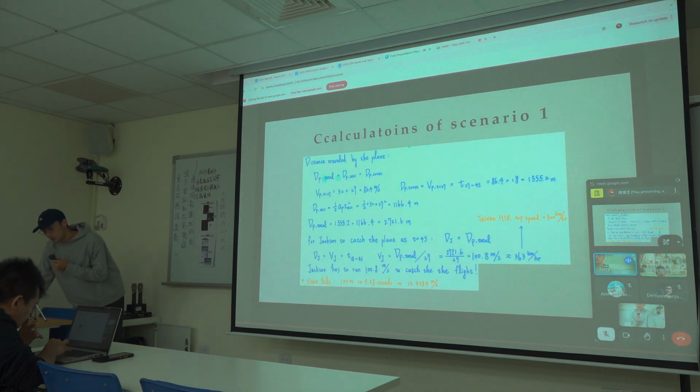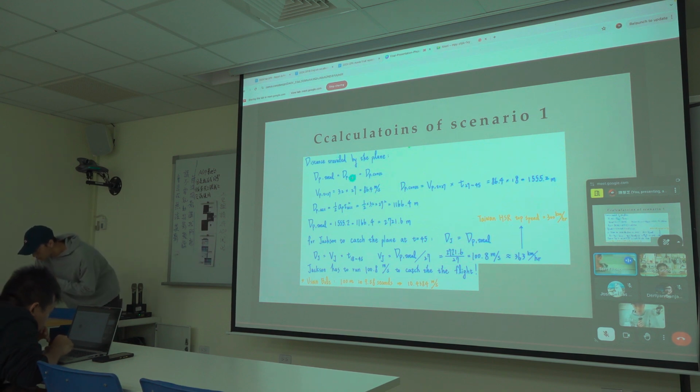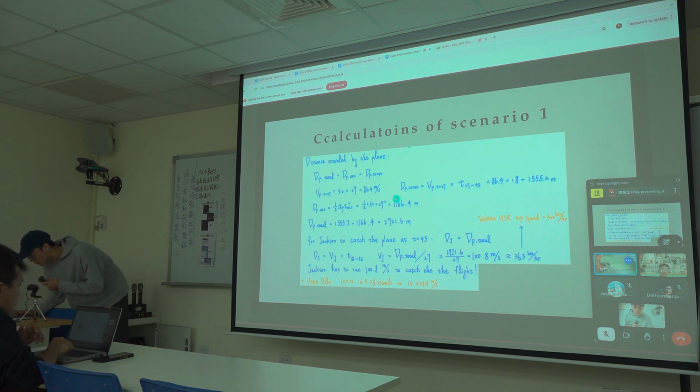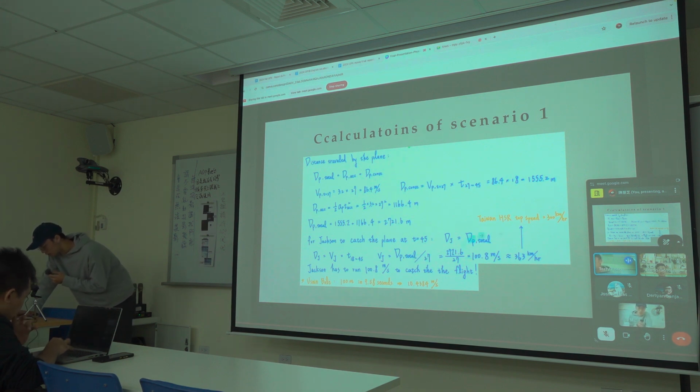And then first we calculate the distance traveled by the plane. So it will be the distance traveled during acceleration, plus the distance traveled during constant velocity. So here's the distance traveled under constant velocity, and here's the distance traveled under acceleration. Then we add them up, and for Jackson to catch the plane, he needs to run the same distance as the plane. He ran for 27 seconds, so we divide the distance by the seconds, and then we get how fast he should run to catch the plane. After calculation, he needs to run 100 meters per second to catch the plane in the scene.